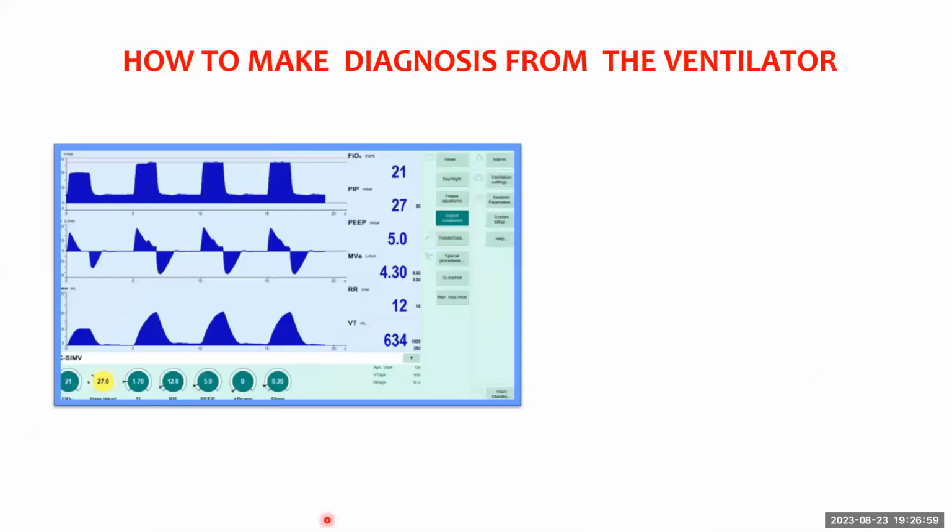Now, a very interesting thing is how to make the diagnosis from the ventilator. Often patients are on the ventilator and they deteriorate, and you suspect pulmonary embolism. So, this is a situation where the patient is on the ventilator. So, what will happen after pulmonary embolism to the ventilator data?